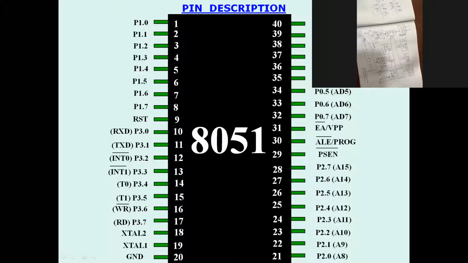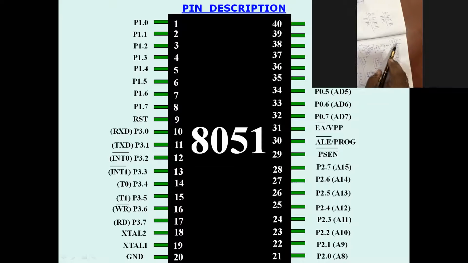And how many external interrupts are there? Two. These are INT0 and INT1. These two are the external interrupts, external interrupt 0 and external interrupt 1.